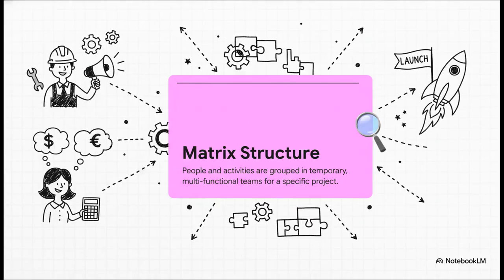Each division might have its own HR team, for example, which can be way less efficient than having one central one. And finally, we have the most dynamic of the three, the matrix structure. This model basically creates temporary, cross-functional teams to go after specific projects.